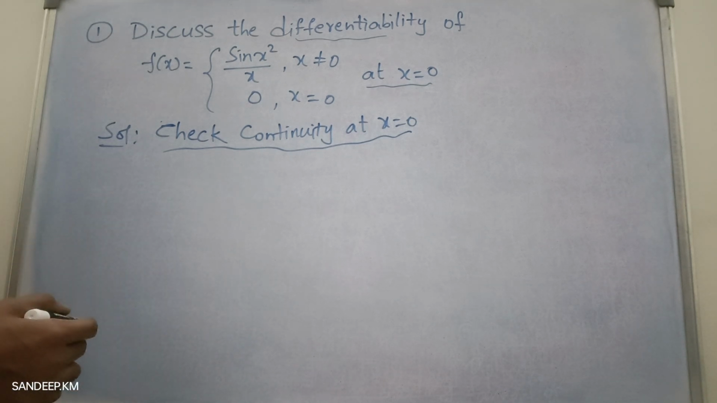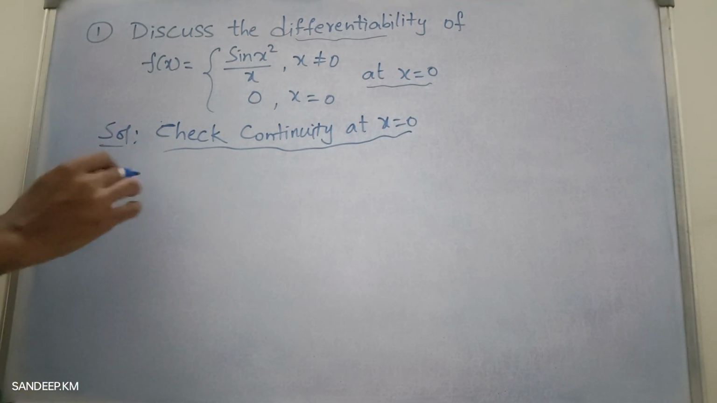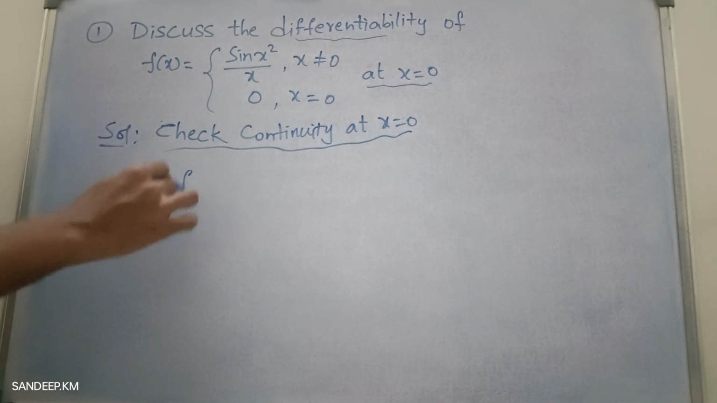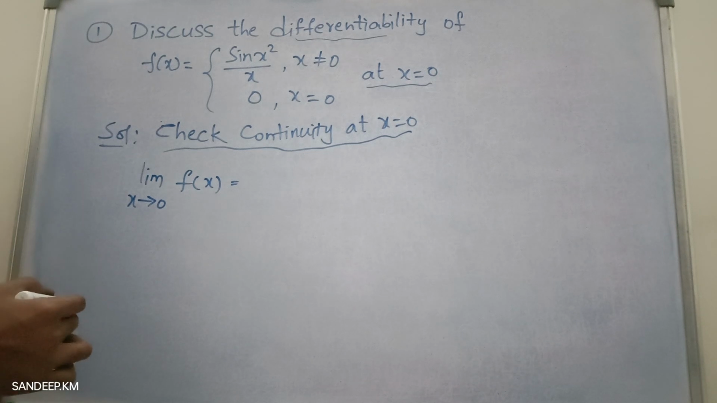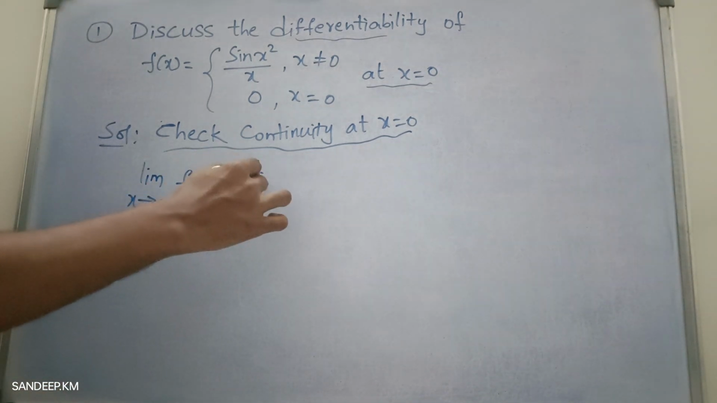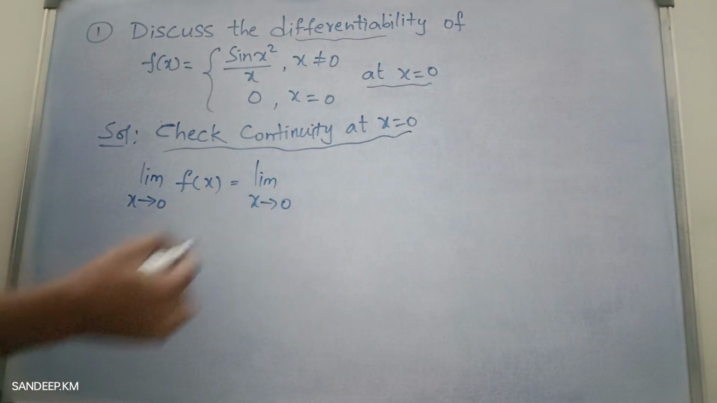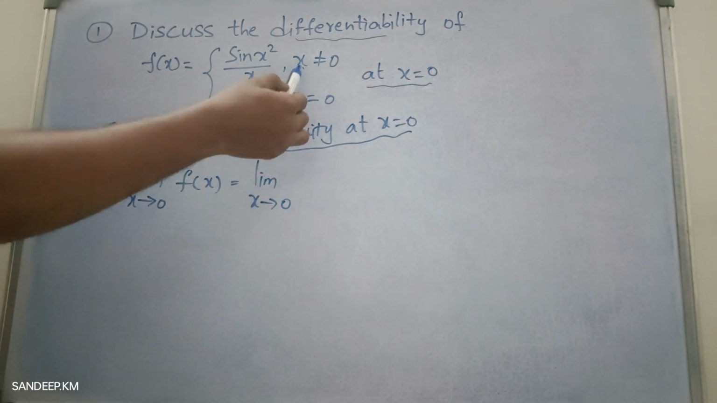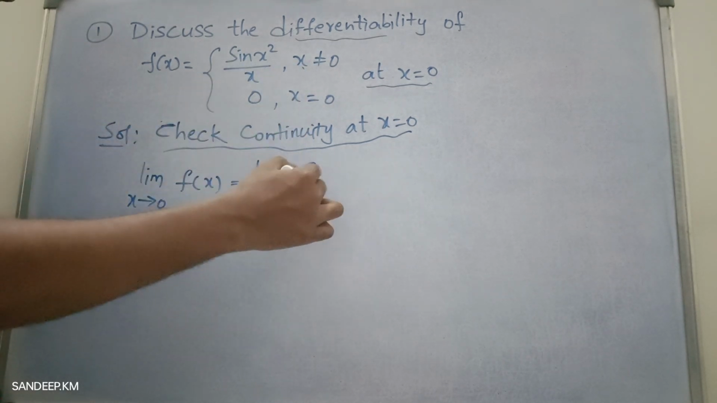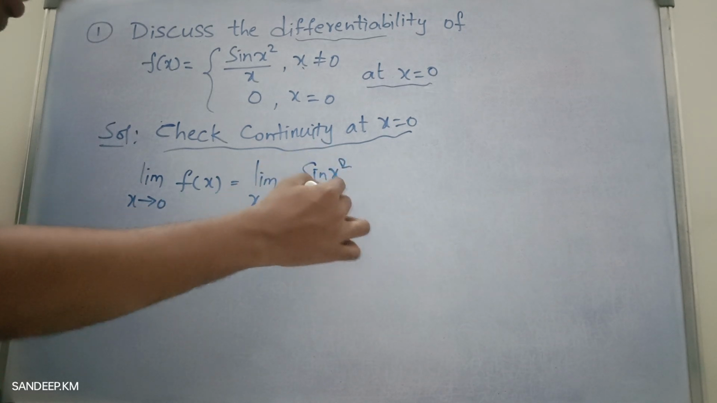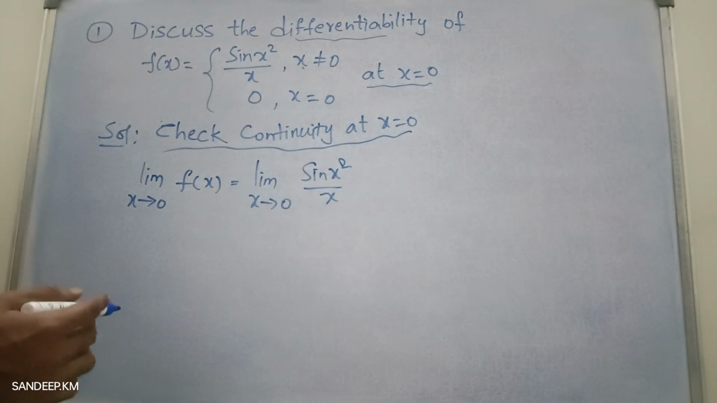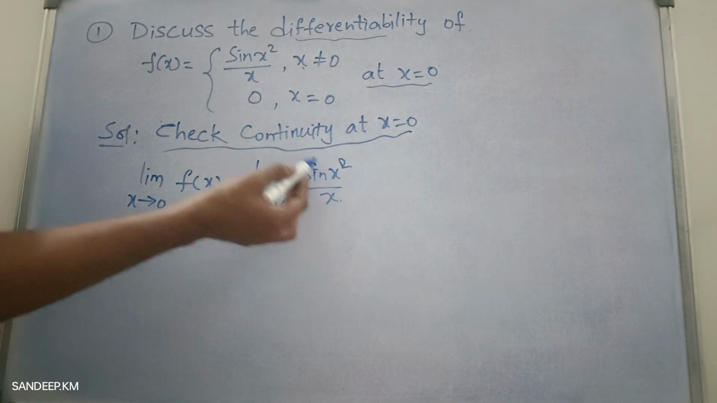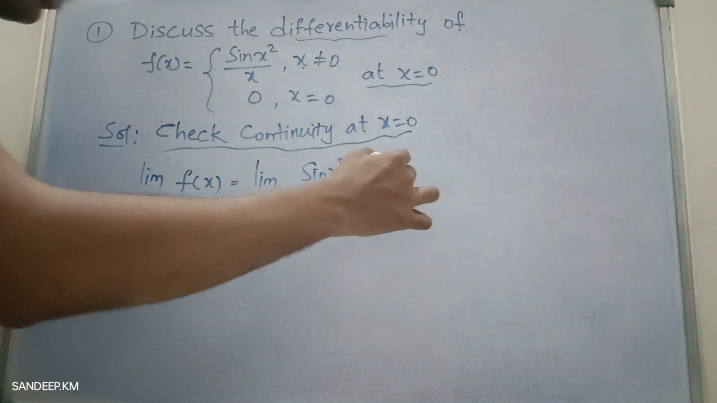Directly I can find the limiting value of the function. Limit x approaches 0 of f of x. So x is only approaching 0, it is not equal to 0. So instead of f of x I can write sin x square divided by x. In case you have practiced the problems in limits, you know what to do next. We will multiply the denominator and numerator with x. So what do we get next?